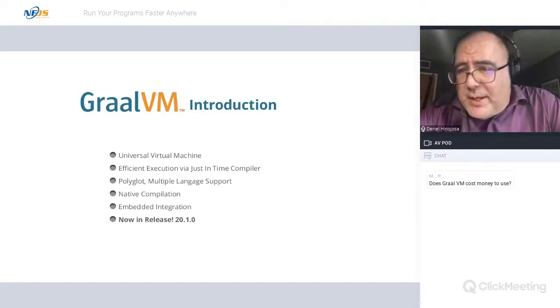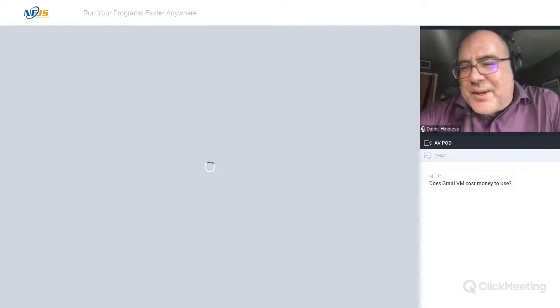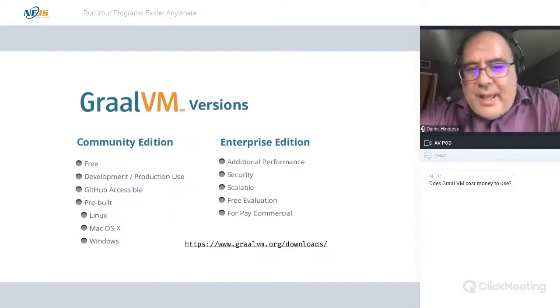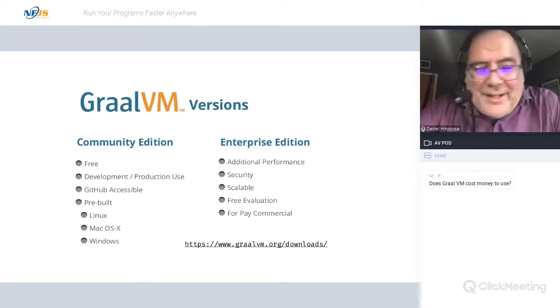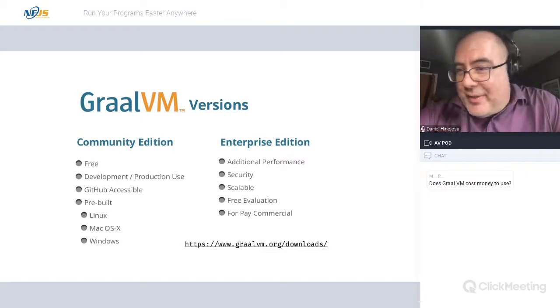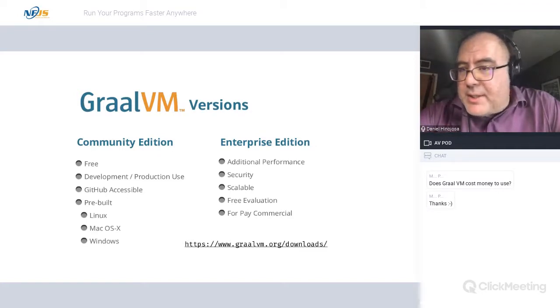We're in release 20.1.0. They still have a funky way to name versions. This is from Oracle, so you should expect some funky version numbers along the way as well. Community Edition and Enterprise Edition. I think this is where Matt's question will come in. Community Edition is free. I suspect it will always be free, although I have a little bit of hesitancy when it comes to stuff provided by Oracle. So I checked the licenses as well. They are open source licenses for the Community Edition, so you should just be good to go. Free development environment, production use, GitHub accessible, pre-built for Linux, Mac OS X, and Windows.